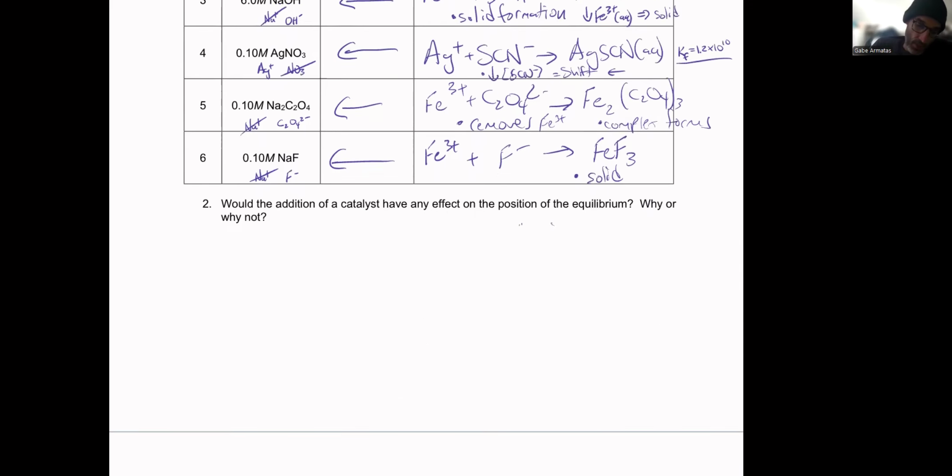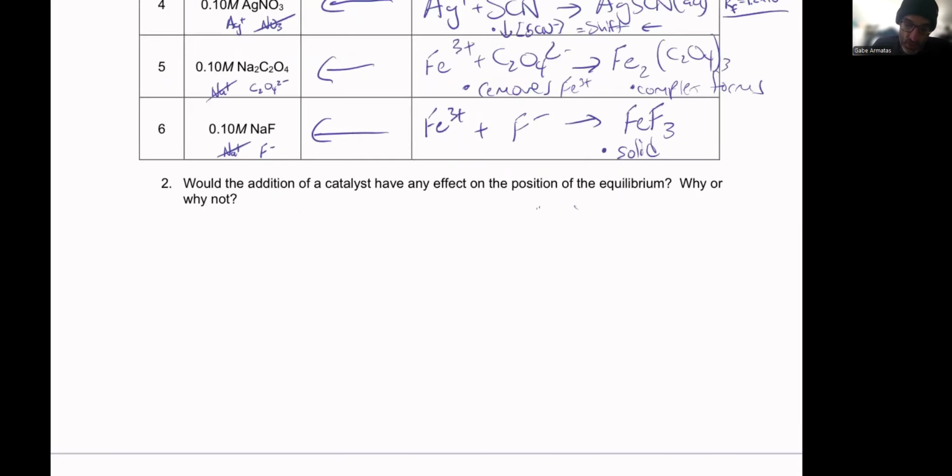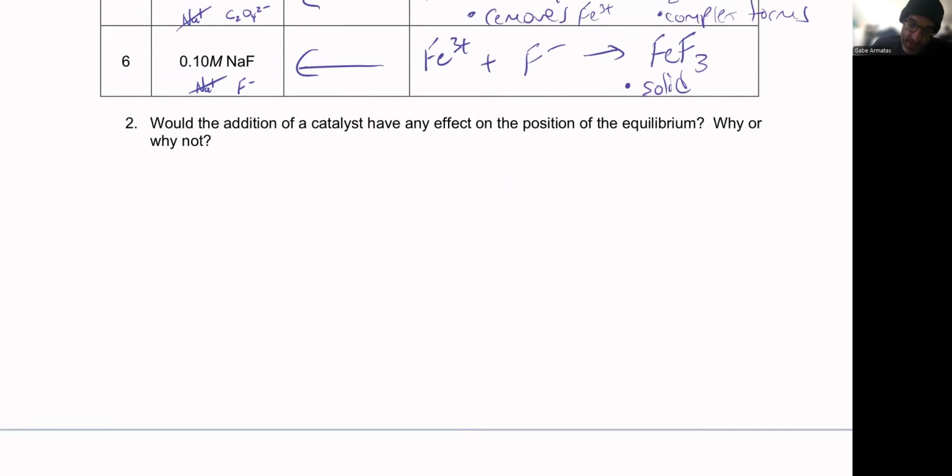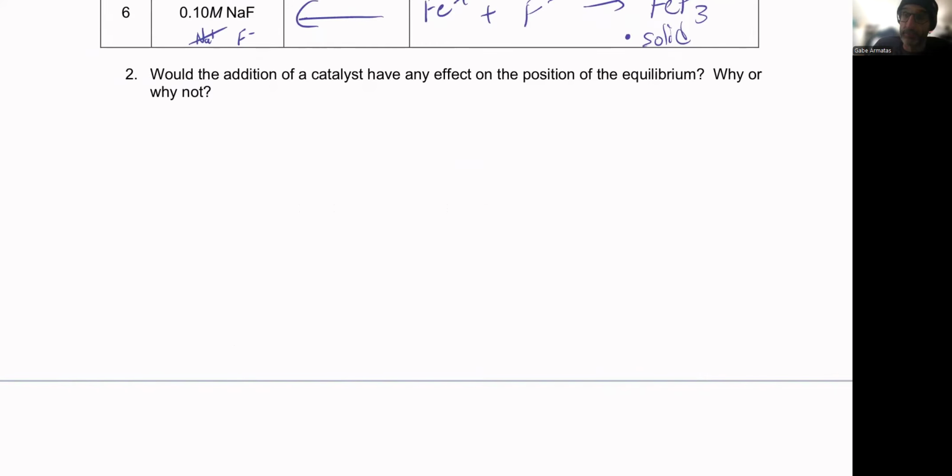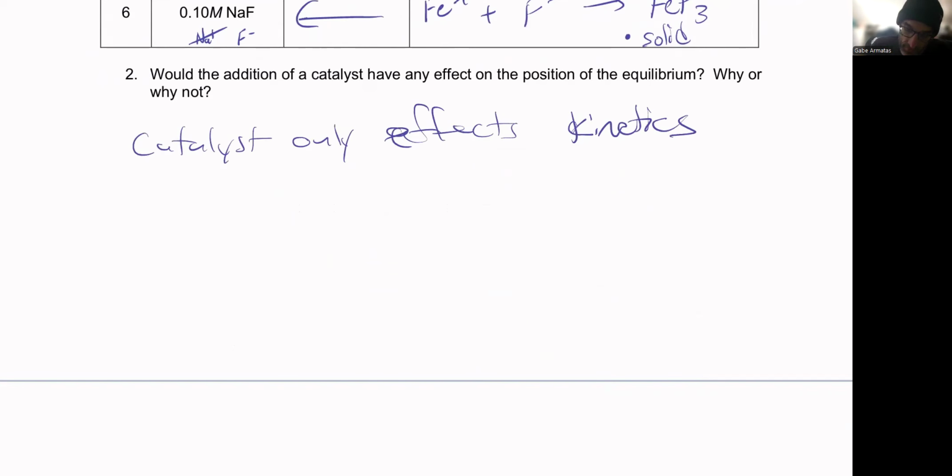All right, moving on. So, question 2. Would the addition of the catalyst have any effect on the equilibrium? Why or why not? The answer is no. I should say catalyst only affects kinetics, not K. In fact, the only thing that can affect K is temperature. Temperature is pretty much the only thing that can affect K.